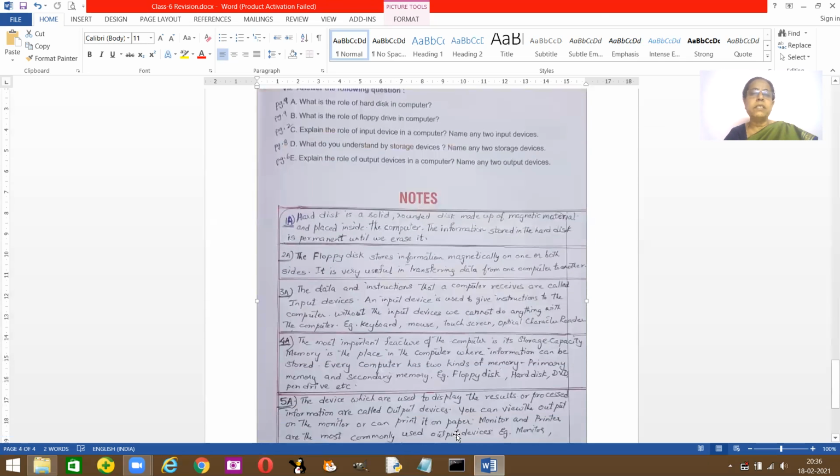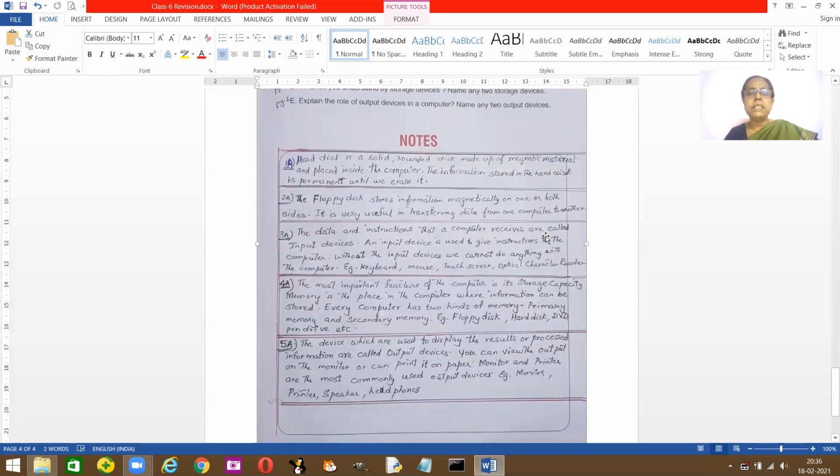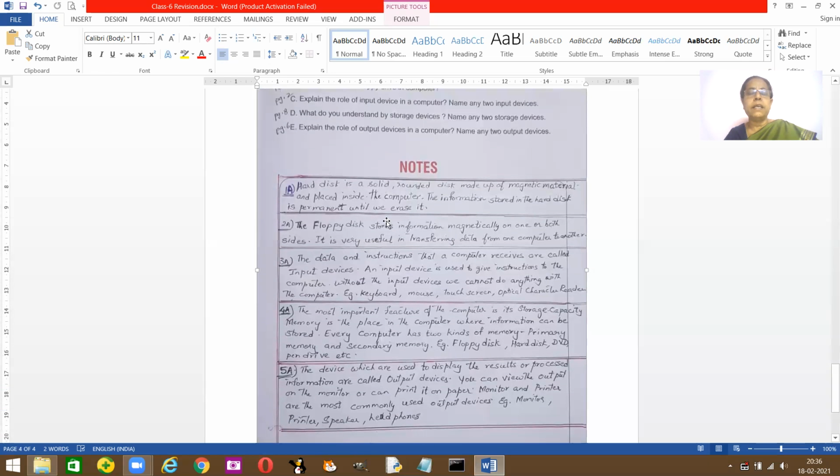You have some question answers. What is the role of the hard disk in a computer? The hard disk is a solid round disk made up of magnetic material, and it is placed inside the computer. The information stored in the hard disk is permanent until we erase it.